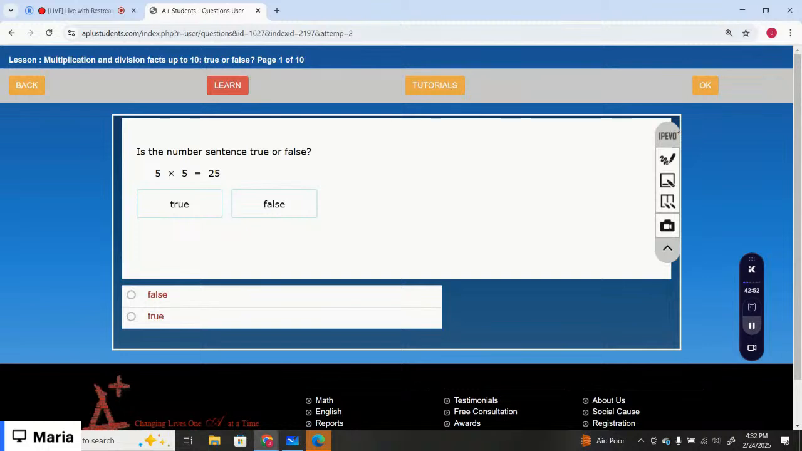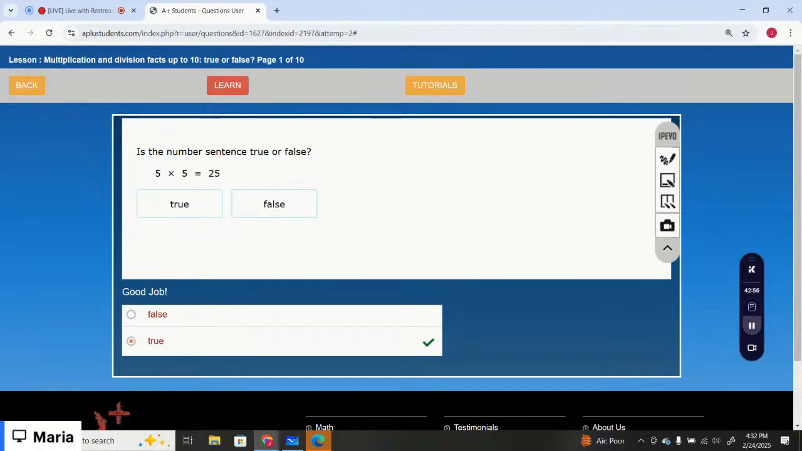5 times 5 is 25. True it is. Option number 2 is the correct option.